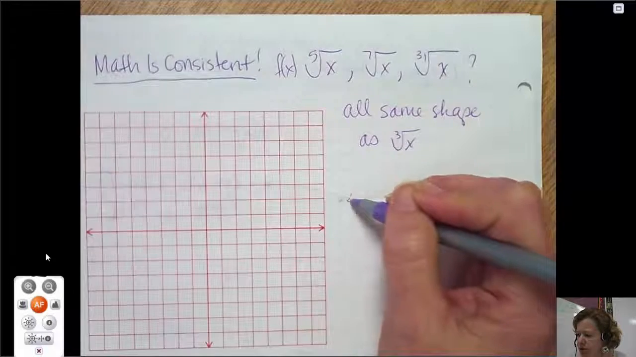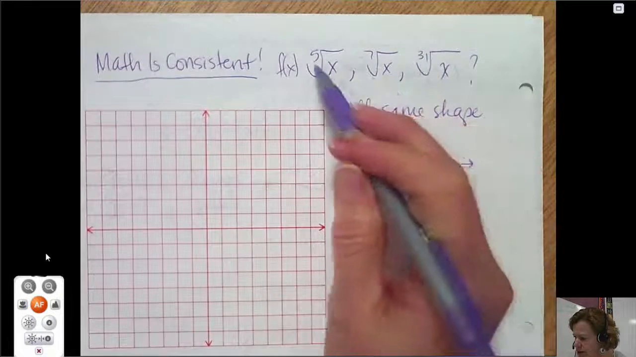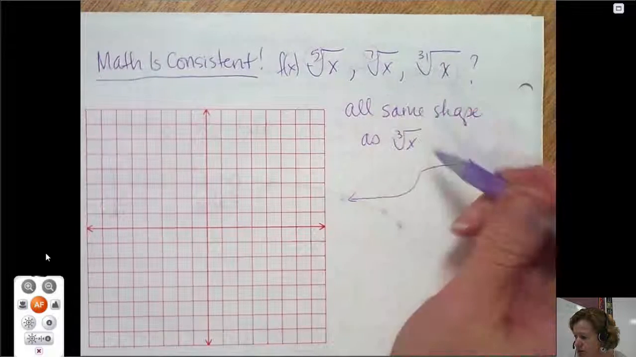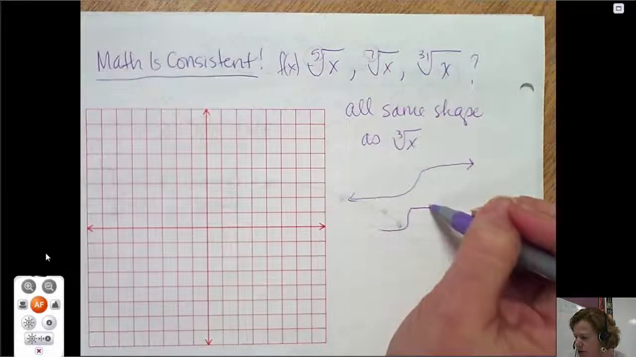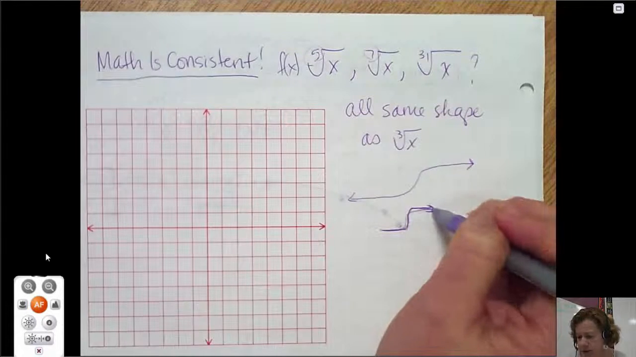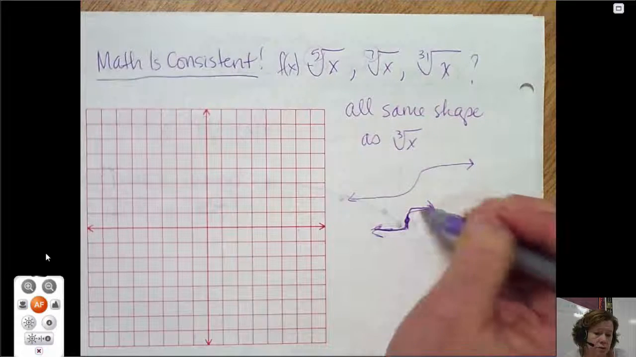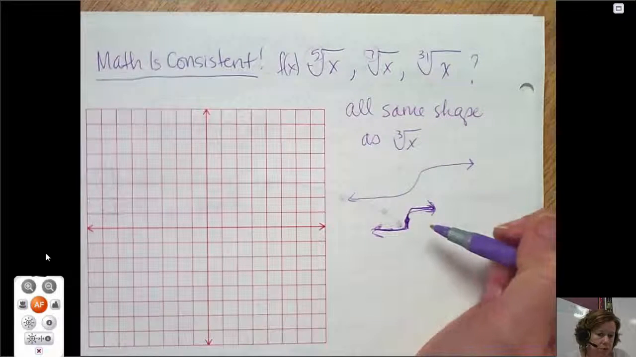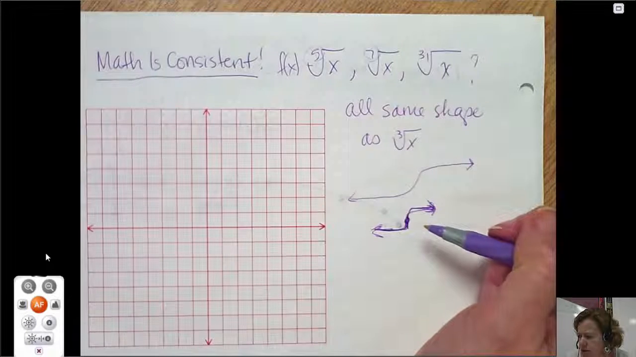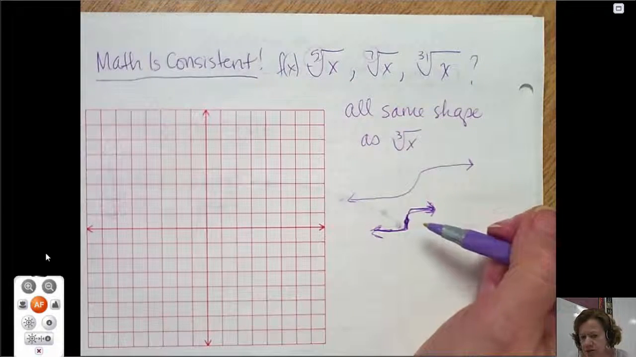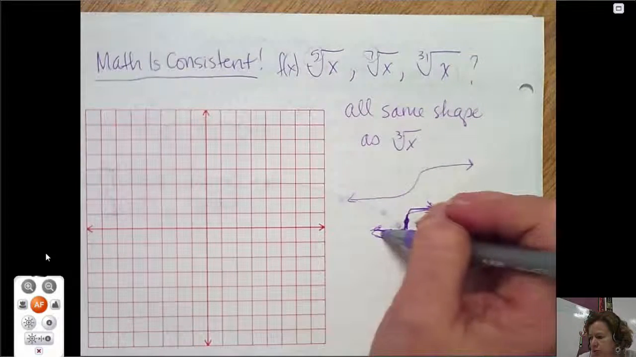But the bigger this index gets, the flatter it'll get inside. And also the steeper these sides will get. So it'll look flatter in the middle at 0 and much steeper, faster on the sides. And that's what you need to know. All the domains are the same, all real x's, all the ranges are the same, all real y's. Just we get flatter in the middle as that index gets bigger and steeper on the sides. And you could certainly plug those into your Inspire to confirm that what I'm saying is true.